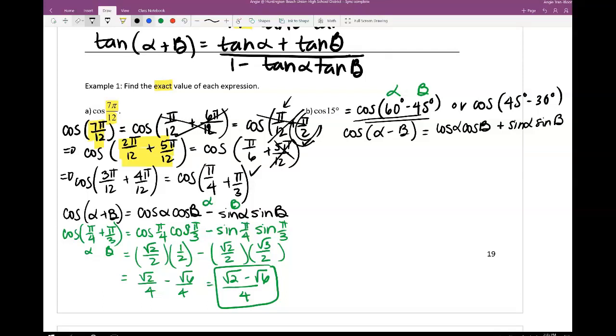So from here, we would now enter in: alpha is 60 degrees, beta is 45 degrees, so cosine of 60 degrees times cosine of 45 degrees, plus sine of 60 degrees times sine of 45 degrees, okay? Well, cosine of 60 degrees, why don't you tell me what that is? 1/2, okay. Cosine of 45 degrees?